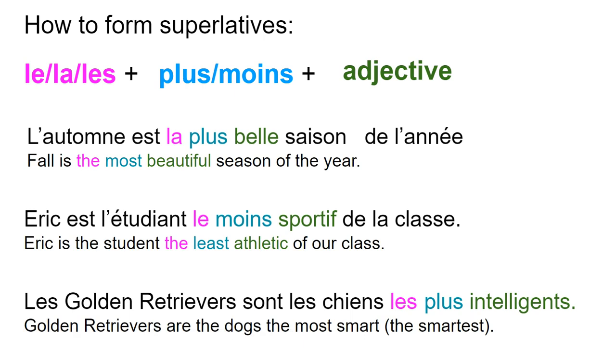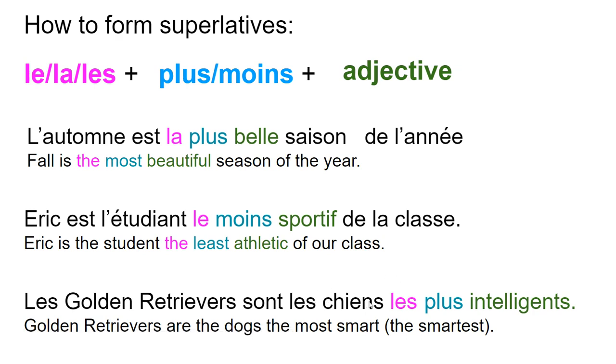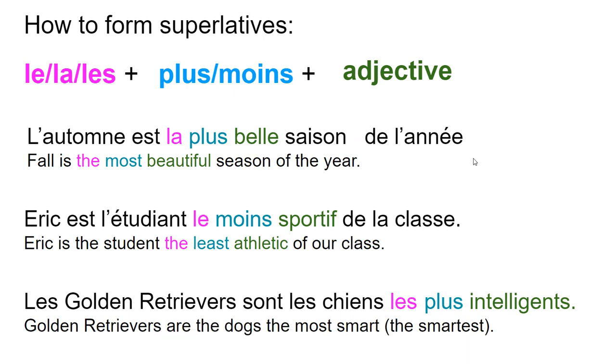Here we have an example of a plural noun. All right, so that's why we have plural, les. Plus, they're the most what? Intelligent. So here's my adjective. Notice how my adjective is in the plural form because it has to agree with the golden retrievers or les chiens, which is masculine and plural. So your adjective always has to agree in gender and number with the person who is the most or the least of that certain quality we're talking about.